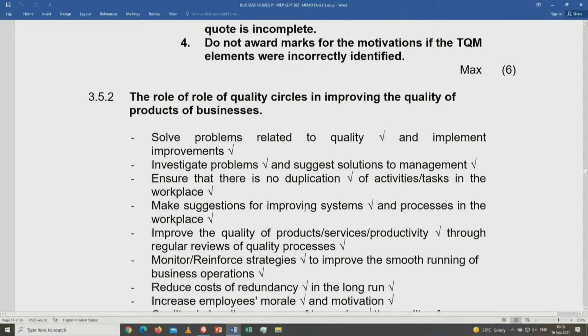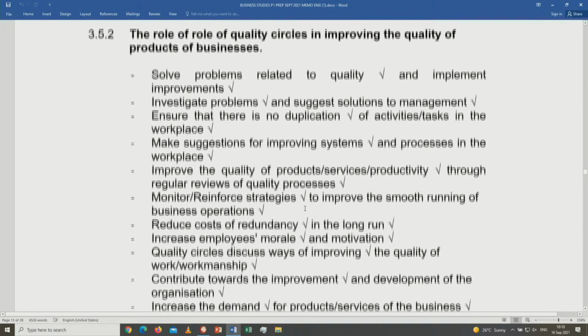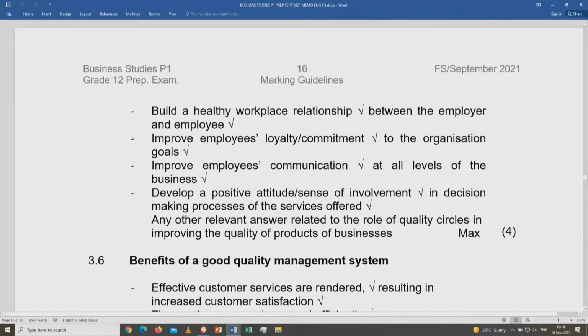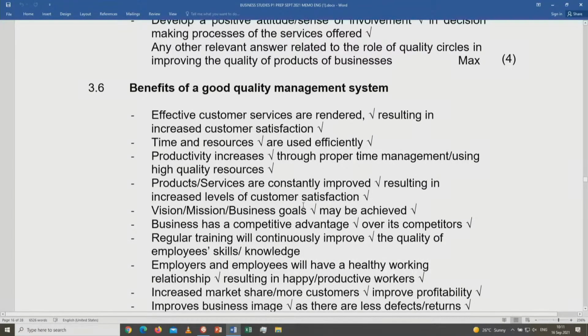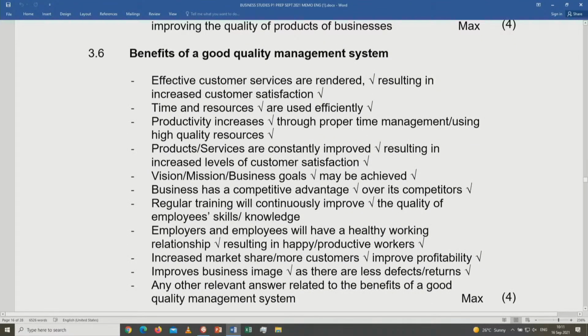This is a common kind of question, but even more common is the last question there. The last question was saying, suggest quality indicators in the general management function. Here we're talking about quality within the general management function. Learners don't do well in here, and I don't know why. It is clear that there is a need to go back and treat quality within business functions. This is what we're expecting from the learners when it comes to this question. Effective customer services are rendered.